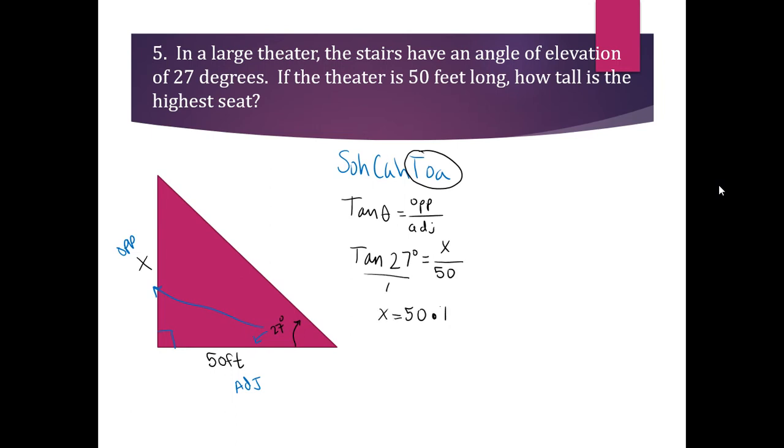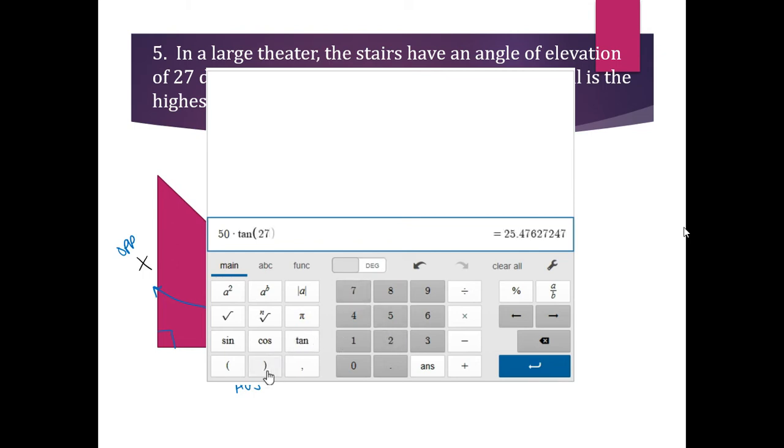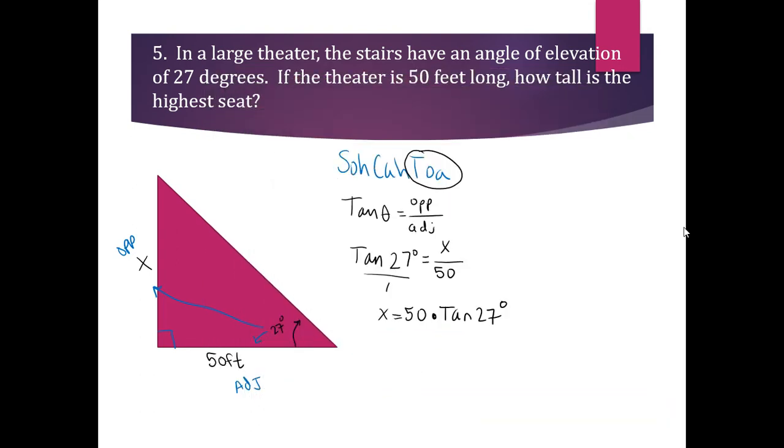And again, in our calculator, we're going to multiply 50 times tangent of 27 since x is in the numerator. So let's go ahead and type in our information in our calculator. 50 times, again, we're in degree mode, tangent, and type in your degree. And there's our answer. So we end up with the height of the highest seat is 25.5 feet.